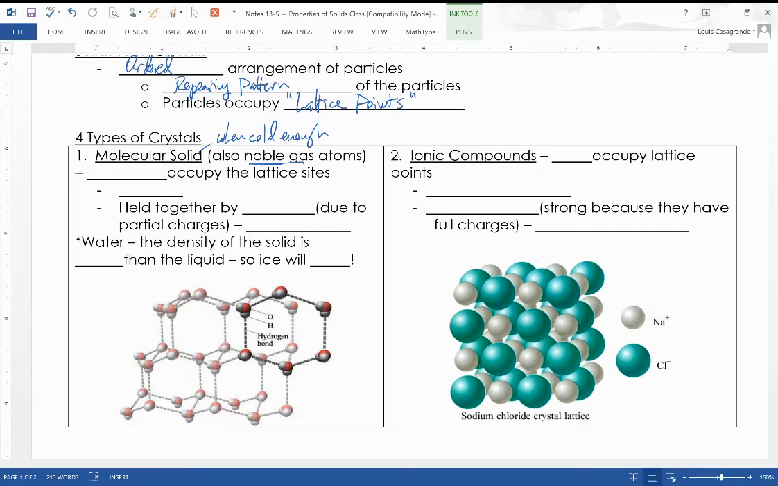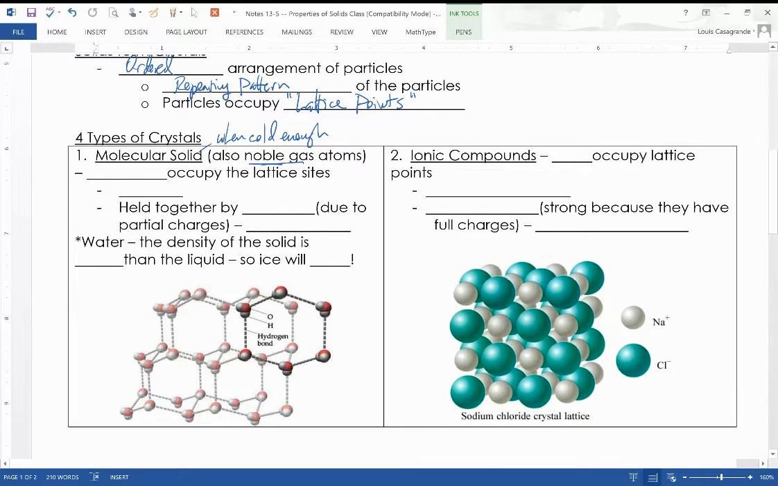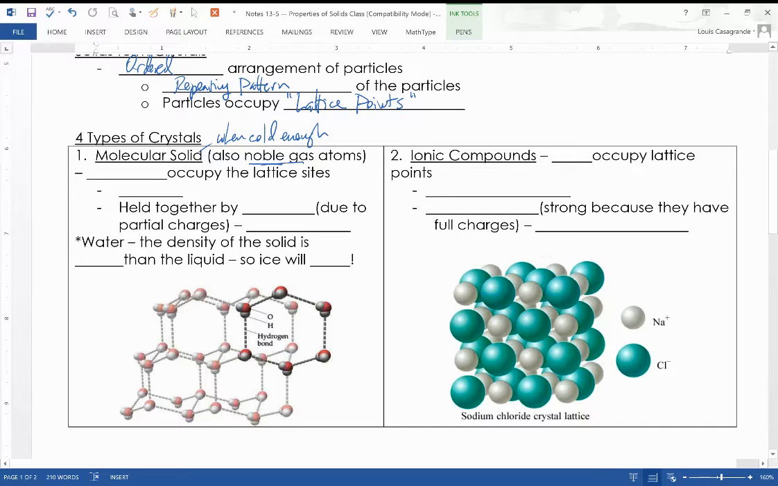So in this molecular solid, I hope that didn't ruin me. I bet it did. I'm going to keep going.